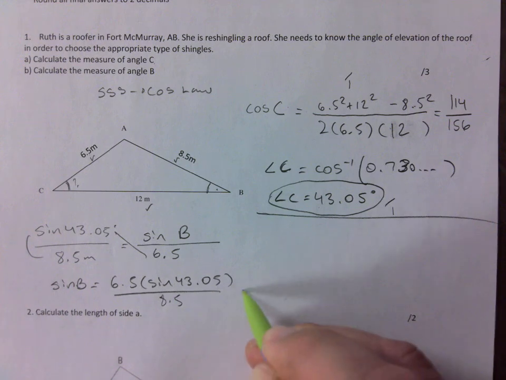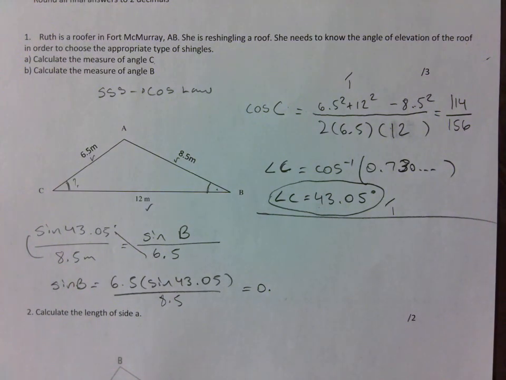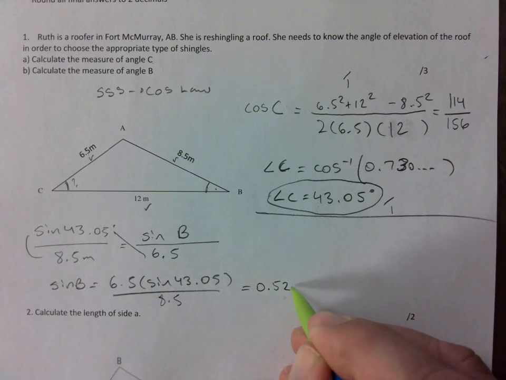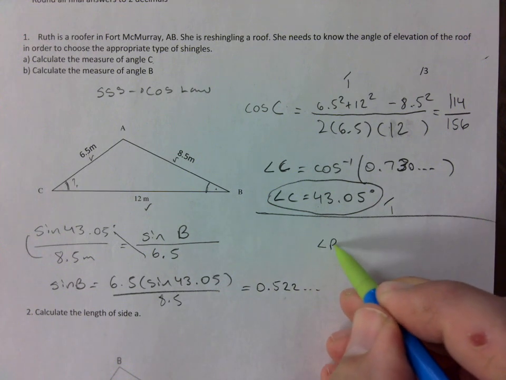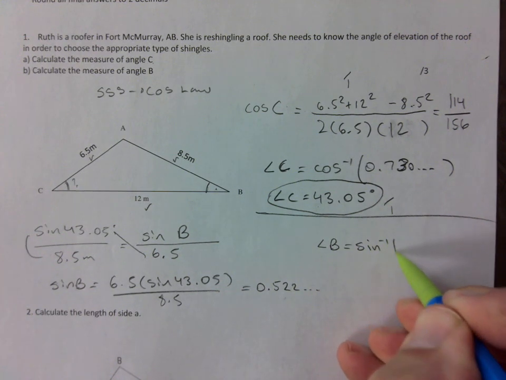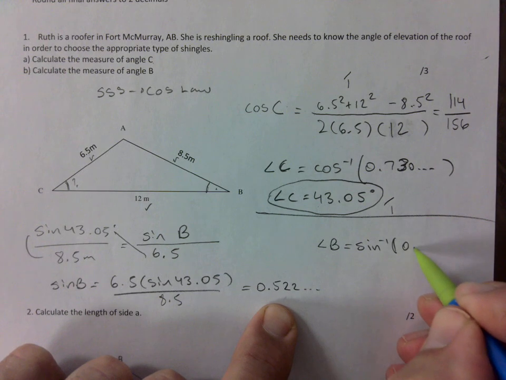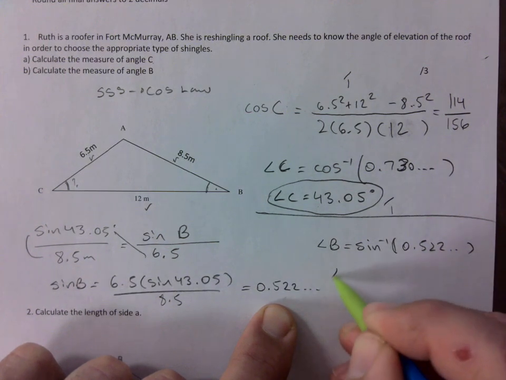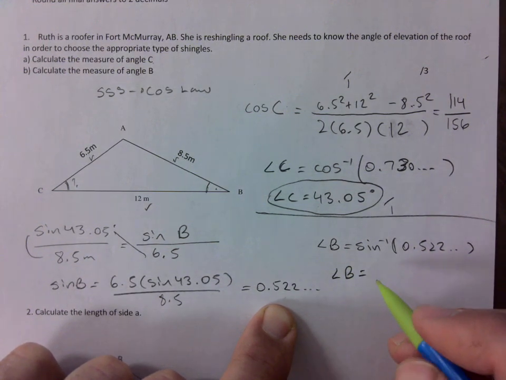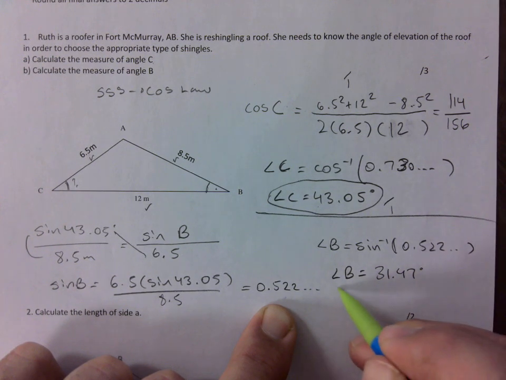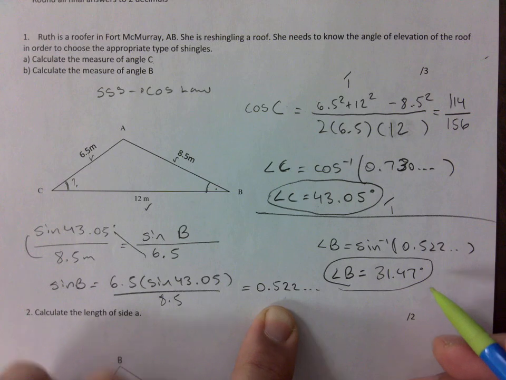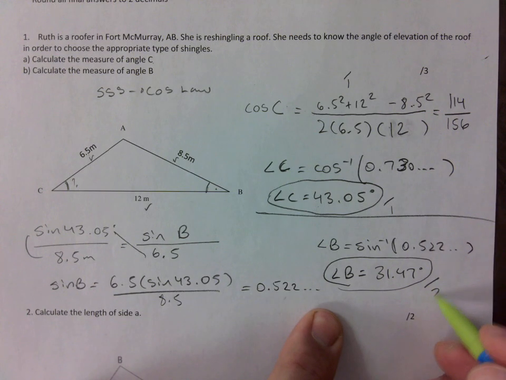Divided by 8.5, you get 0. It better start with a 0 when you're trying to find an angle. 0.522, and that keeps going. Okay, so if I want to find angle B, I just have to go sine inverse of this, and you're going to get the same answer because I have both here: 31.47 degrees.